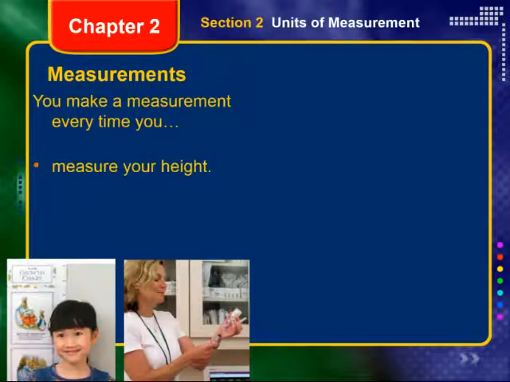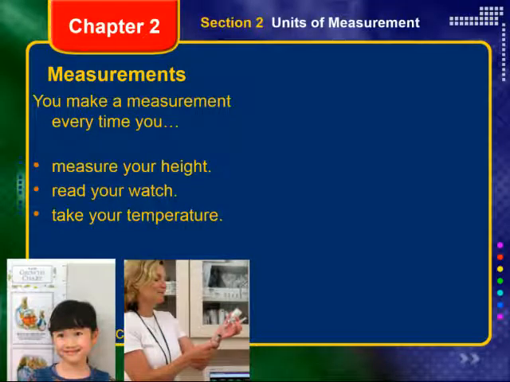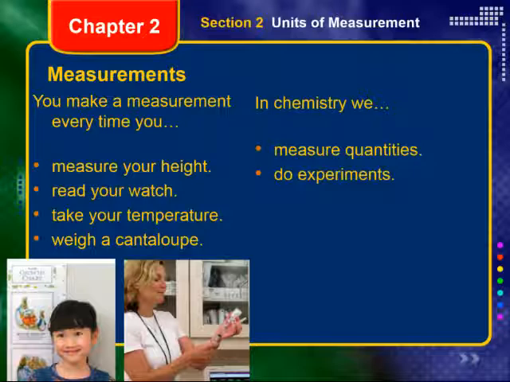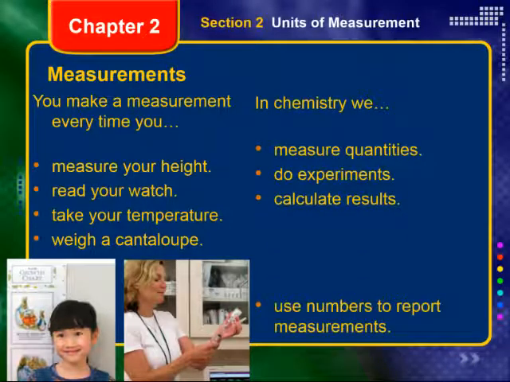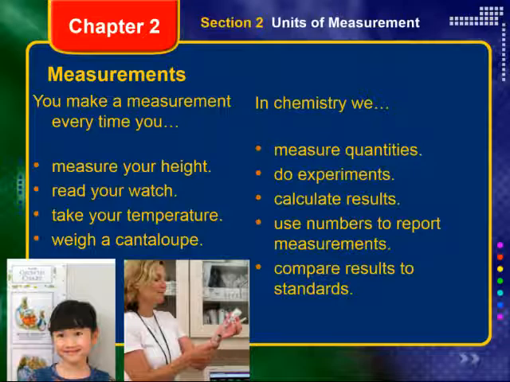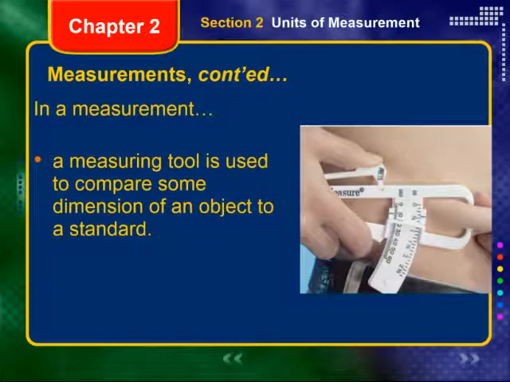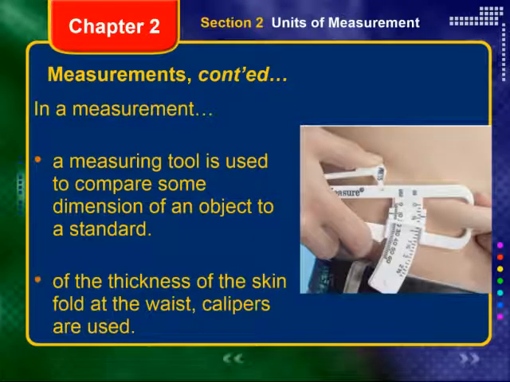You make a measurement every time you measure your height, read your watch, take your temperature, or even weigh a cantaloupe. But in chemistry, we measure quantities, we do experiments, we calculate results. We use numbers to report measurements, and then we compare those results to standards. So in a measurement, a measuring tool is used to compare some dimension of an object to a standard. For example, these calipers over here are measuring the thickness of the skin fold at the waist. For this, we use these calipers.